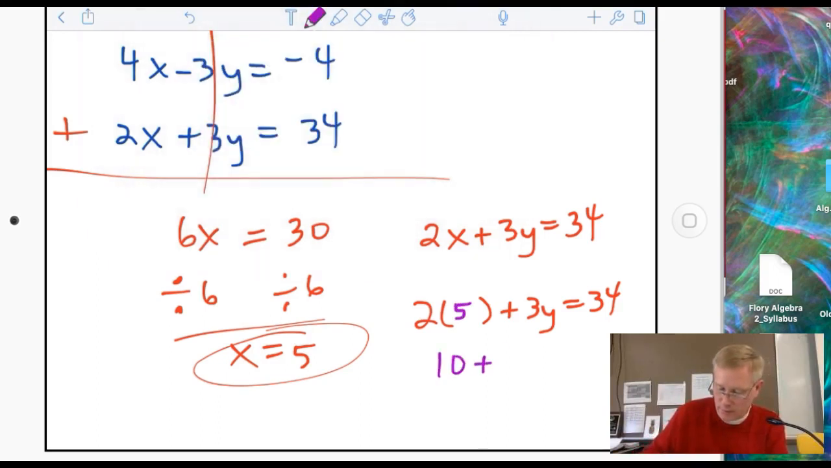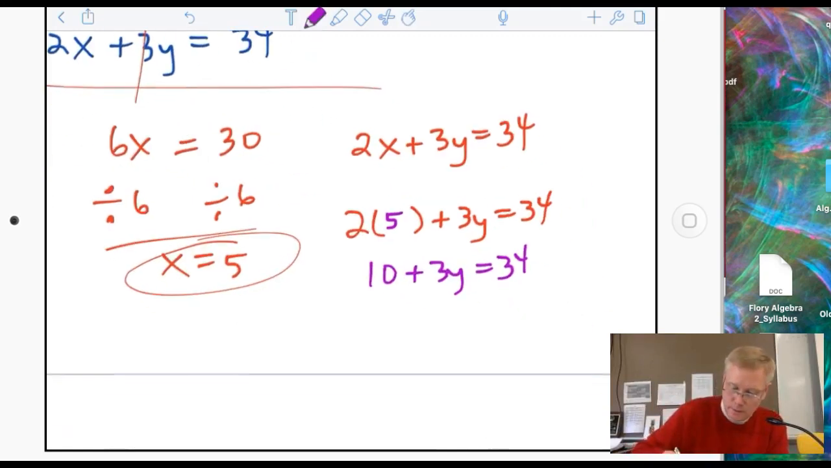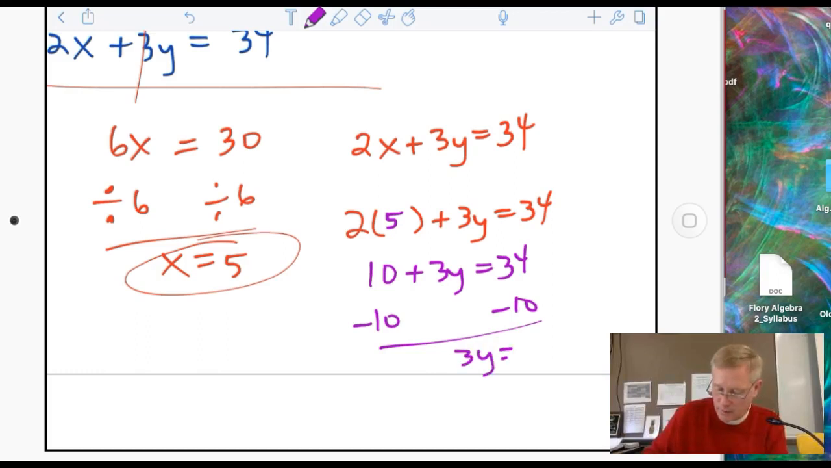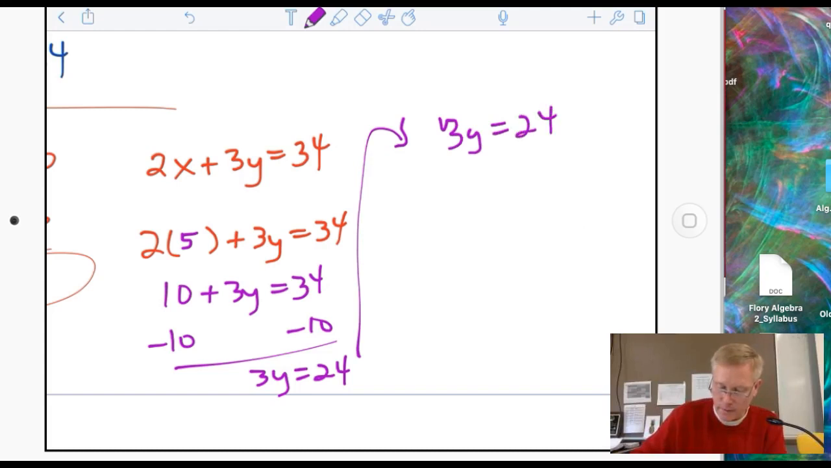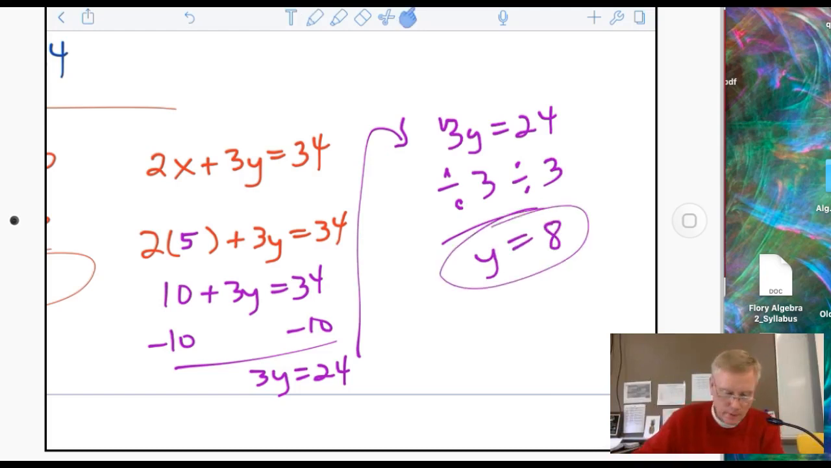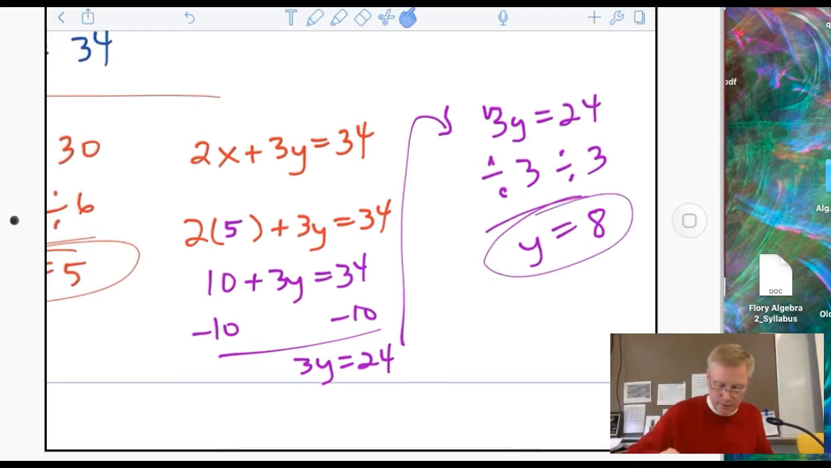So that's 10 plus 3y equals 34. Subtract 10. 3y equals 24. Running out of space here. Divide by 3. And I'll get y equals 8. And that is my second answer.